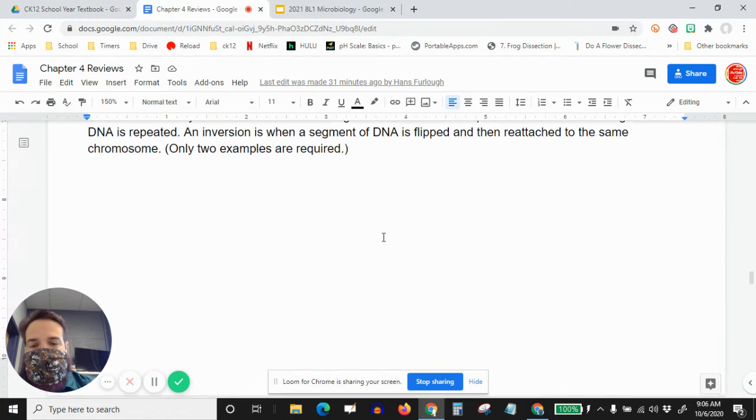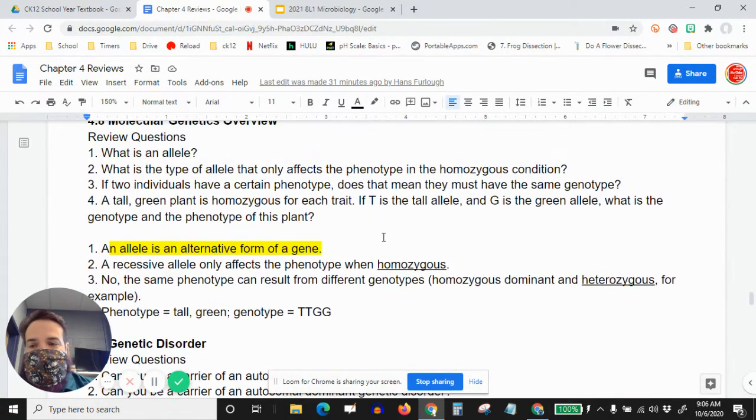All right, so I'm going to move on from there. And 4.8 is the molecular genetics overview. You definitely need to know that the word allele means an alternative form of a gene. For example, there's the dominant gene for Huntington's disease that causes Huntington's disease, and there's the recessive gene that means you don't have Huntington's disease.